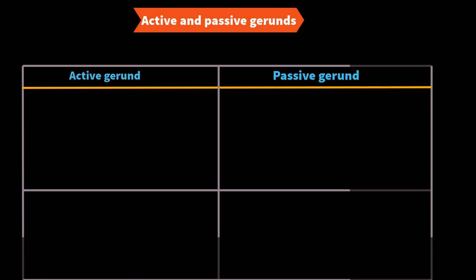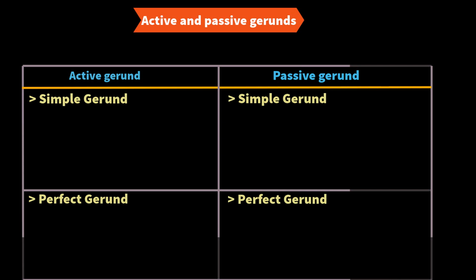So now let us kick off the lesson. There are two forms of gerunds, active form and passive form. Under active form, we have two types of gerunds, simple gerunds and perfect gerunds. Under passive form, similarly, we have two types of gerunds, simple passive gerunds and passive perfect gerunds. Now let us understand all these different forms of gerunds.